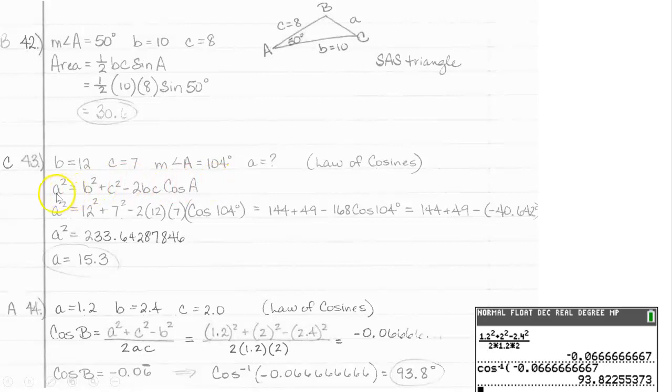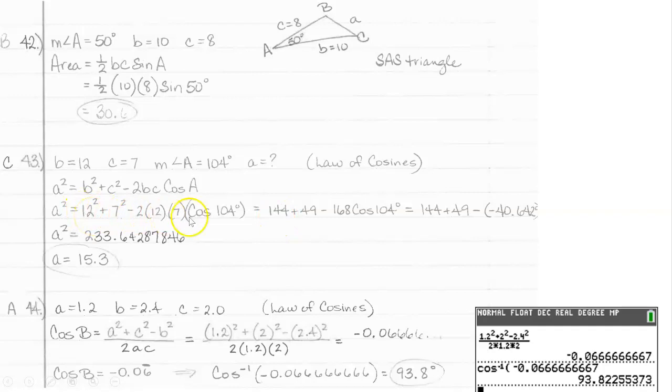So look on your formula sheet. Here's your law of cosines formula right here. So let's plug in what we know. We know B is 12, C is 7, and angle A is 104. Now, just throw this whole thing in your calculator at one time, and it'll shoot out the correct answer using order of operations appropriately. But if you're trying to simplify it down a little bit by hand before you put it in your calculator, just be sure that you use order of operations correctly.